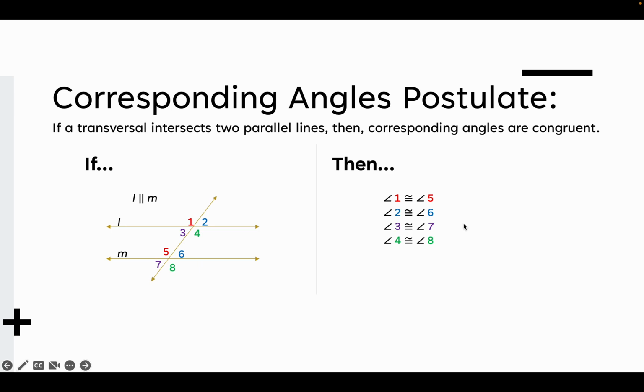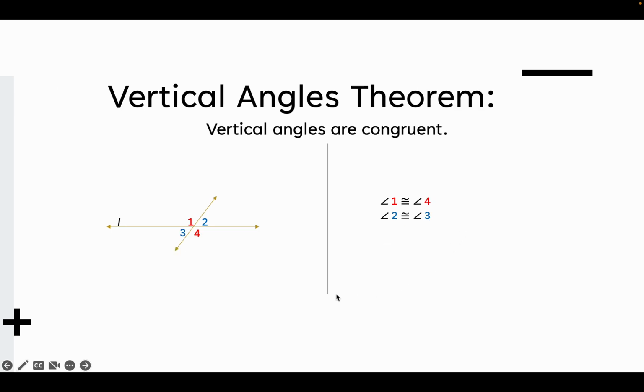Okay, here's the second rule that you need to know. It's called a theorem. Vertical angles theorem. This one is a little simpler. It says that vertical angles are congruent. So there's only 4 angles labeled here. So I have angle 1 is congruent to angle 4 because they are vertical angles.